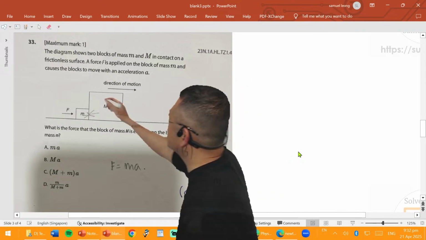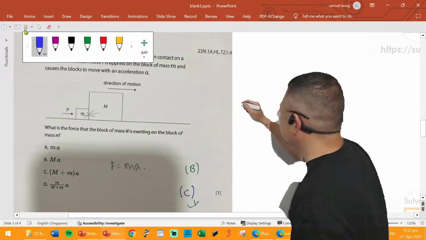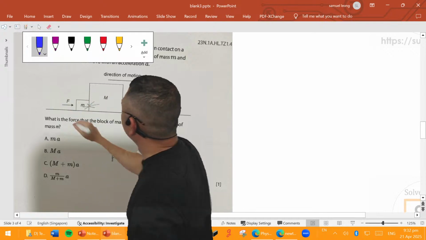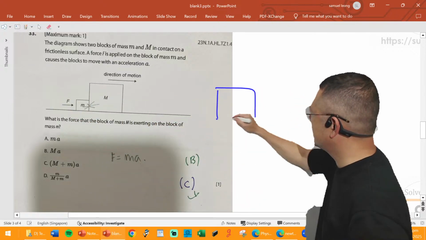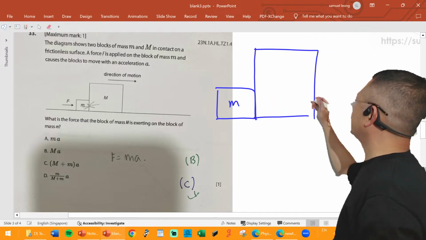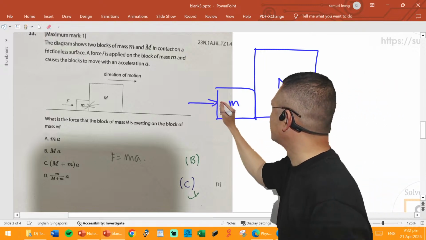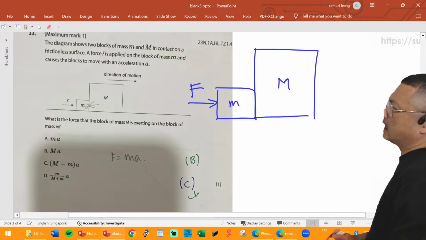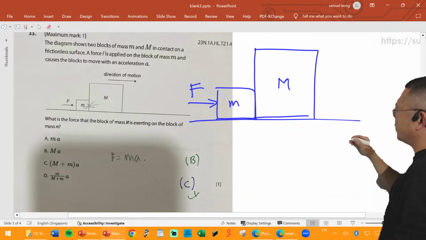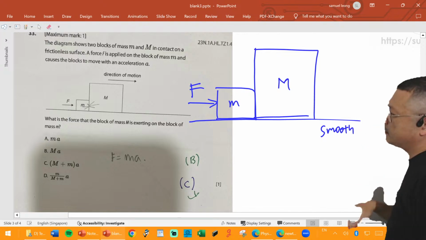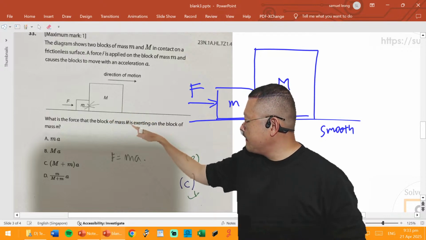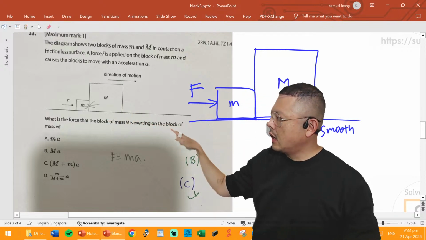I'm just going to draw my own copy of it, because I kind of want to. So I'm going to draw this one. I've got a small mass, I've got a big mass, and I've got this force here. And there's no friction, so smooth floor. What is the force that big M is exerting on small m?